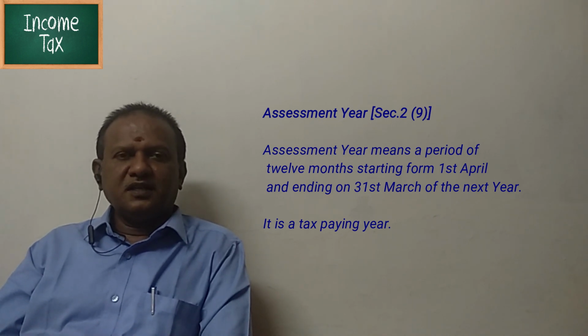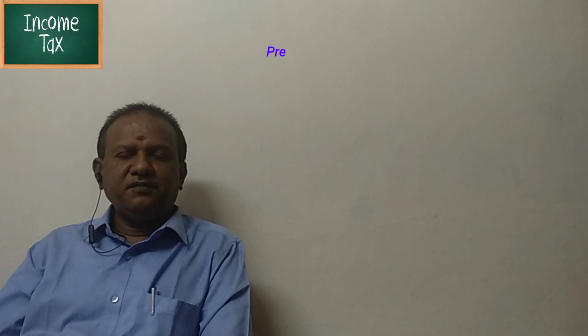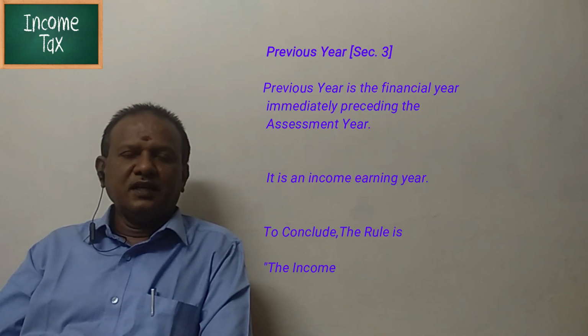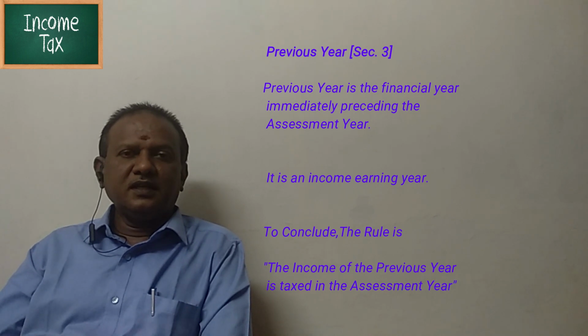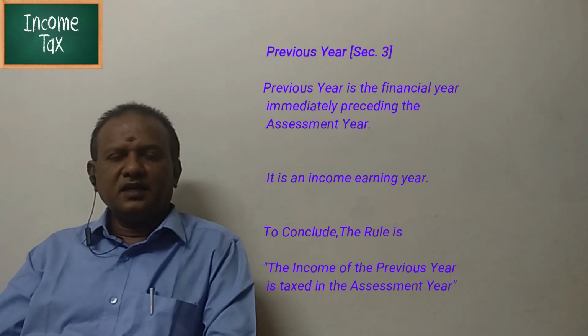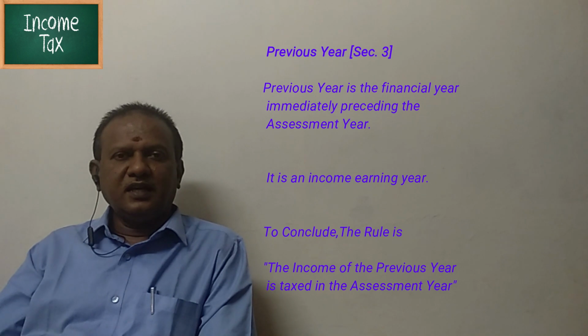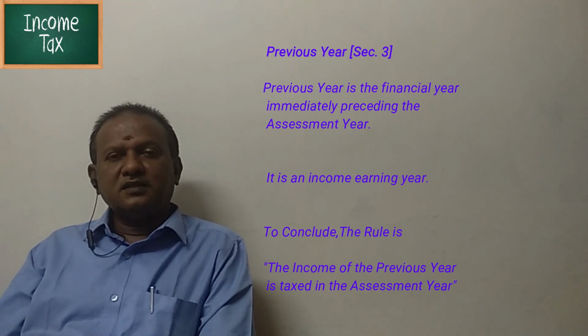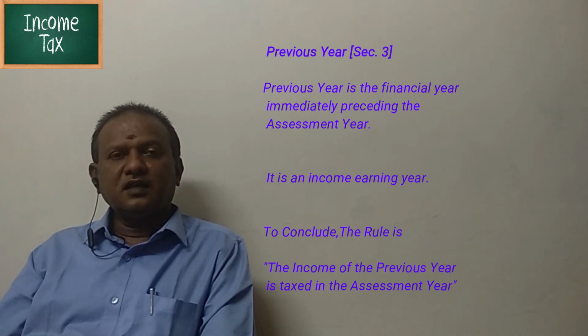It is otherwise called the tax paying year. The second definition is the previous year. The previous year is the financial year immediately preceding the assessment year. What is a financial year? A financial year means a year starting from 1st April and ending on 31st March.